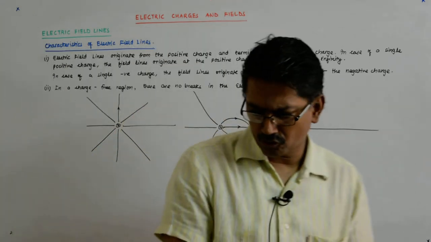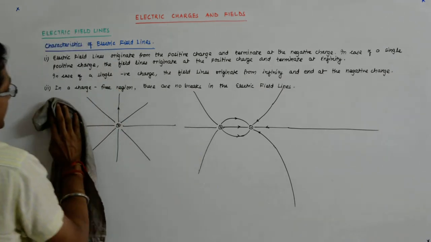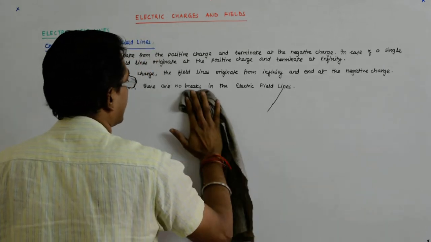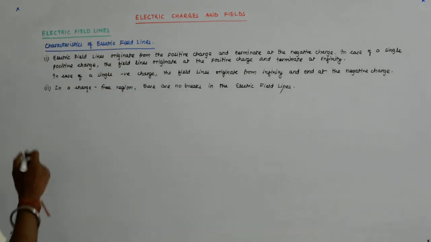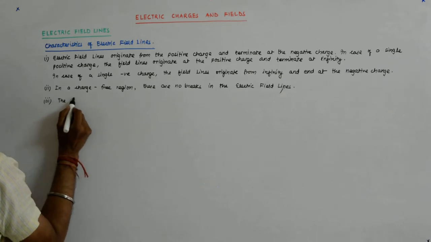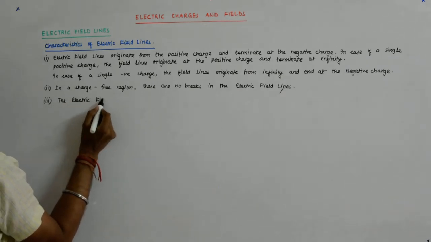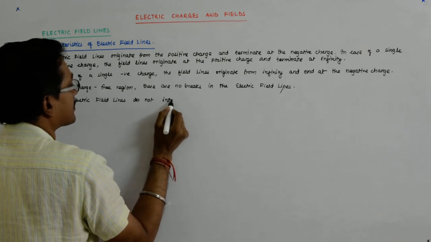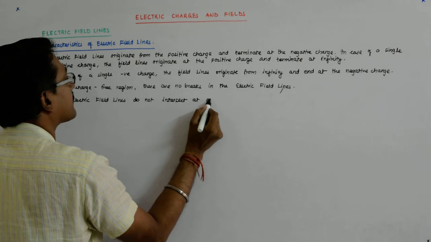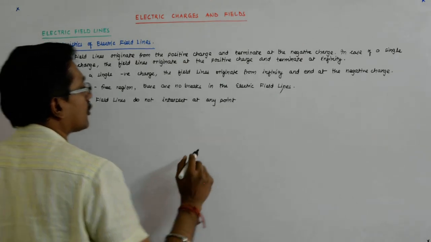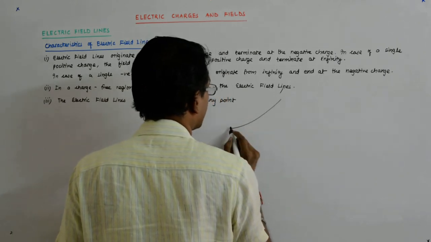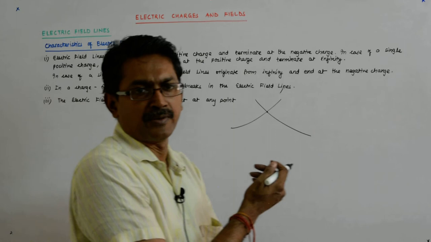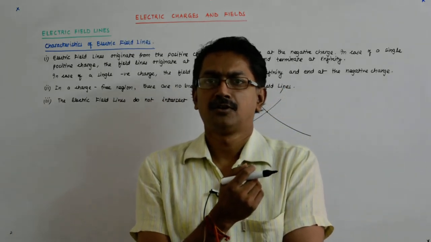Now, another thing that we saw is that the electric field lines never seem to be intersecting. And actually, they do not. So, the electric field lines do not intersect at any point. You'll never find that a line is going like this and another line is coming like this and they intersect. Now there is a reason to it, and we prove it by the method of contradiction.